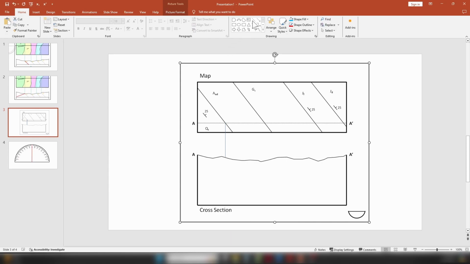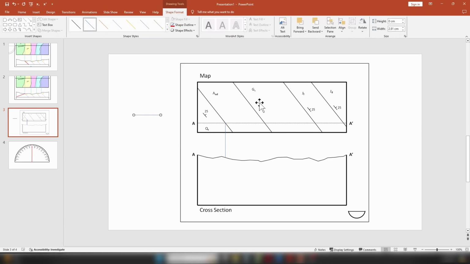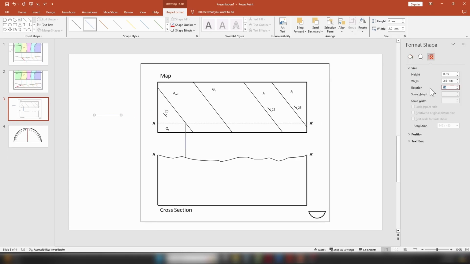So what we're going to do is we are going to draw a horizontal line. This is going to be our layer of rock. Then we're going to go to rotate. We're going to go to more rotation options, and we're going to set that to 25 degrees.